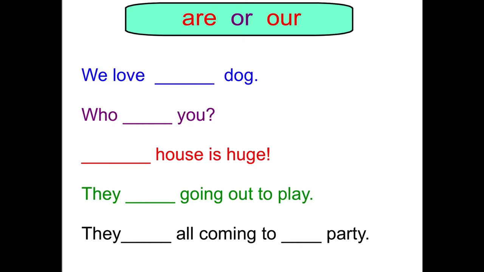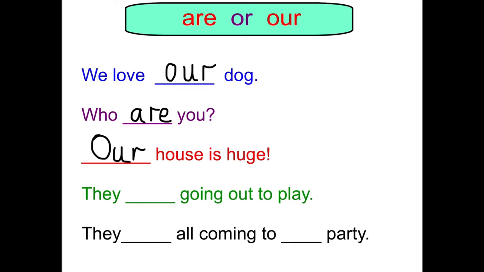So let's have a look at the answers. I'm going to have to write these with my finger because the pen's broken. So this might be a bit tricky. So we love our dog. So our dog belongs to us. So you need O-U-R. The next one, who are you? It's just asking a question, who are you? Our house is huge. Now our house belongs to us, so you can say our house. Make sure it has a capital, a big O this time.